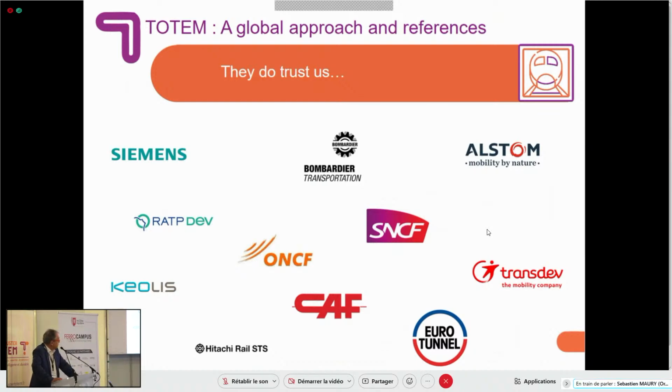Several big players do trust us. For example, a lot of companies, main companies, big players are shown in the slide. It is very important to manage the link between small and big players, small companies and big players. It's a big goal for Totem.